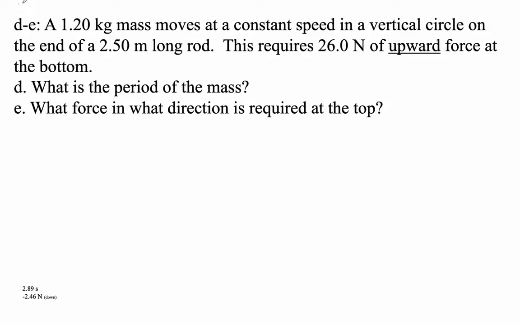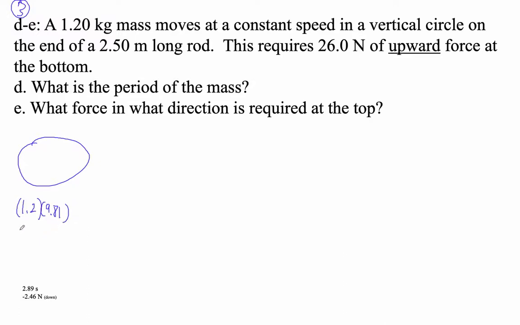All right, so this is problem 3. A 1.20 kilogram mass moves at a constant speed. This requires 26 newtons of upward force at the bottom. Okay, so let's draw a picture of that. The first thing we're going to do is figure out the weight of this thing. So 1.2 times 9.81.